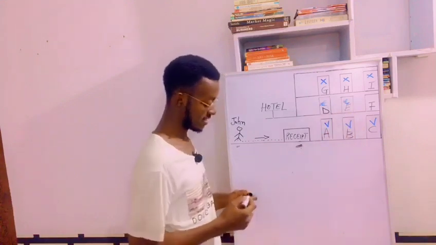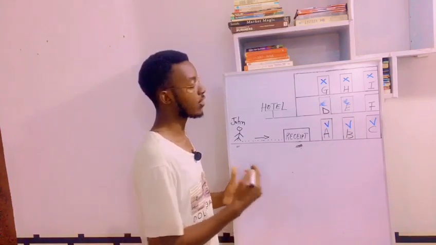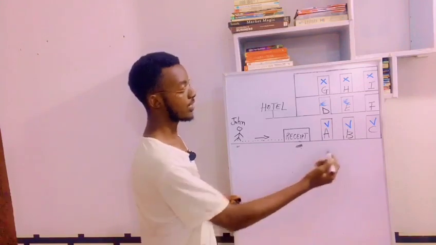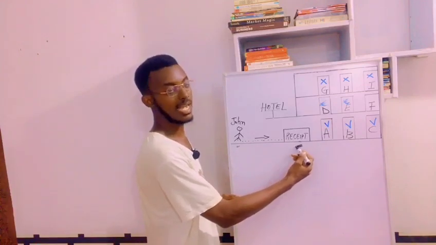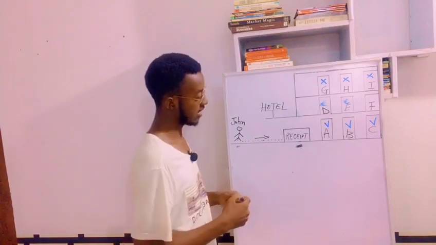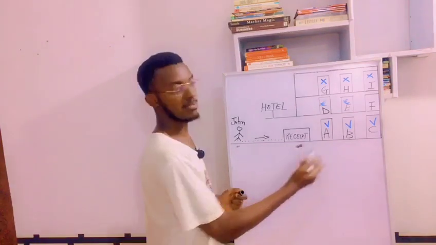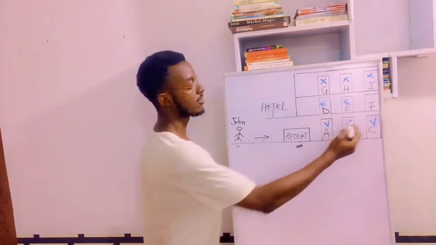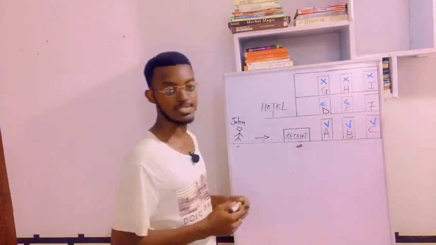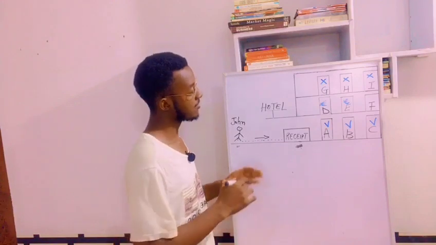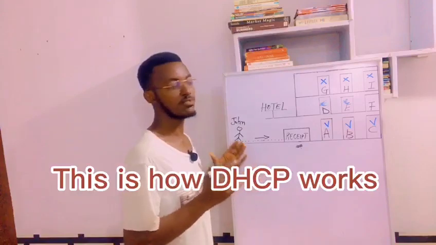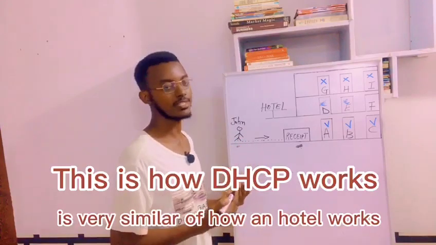John is inside. So at the end of the week, if John wants to stay a little longer, another week or another month, he has to reach back to the hotel clerk and ask for another week. So the clerk can give him another week in his existing room or can assign him a new room in this hotel. So this is how DHCP works. It's very similar to how a hotel works.